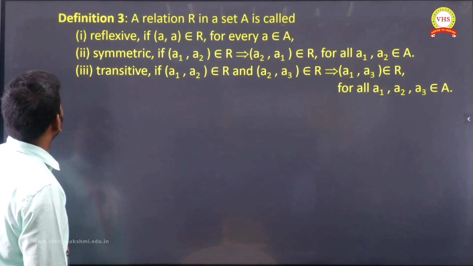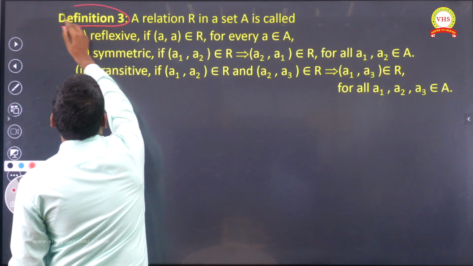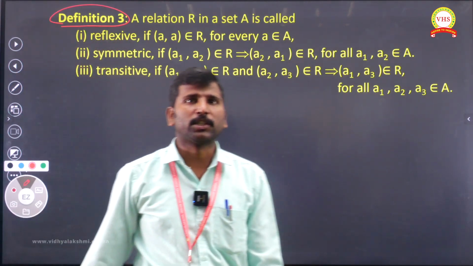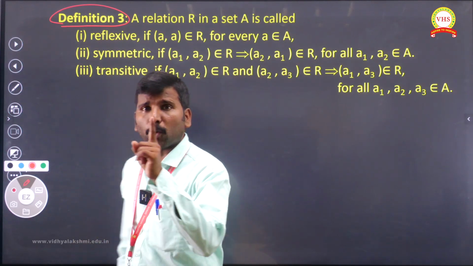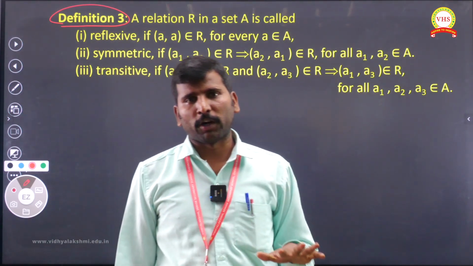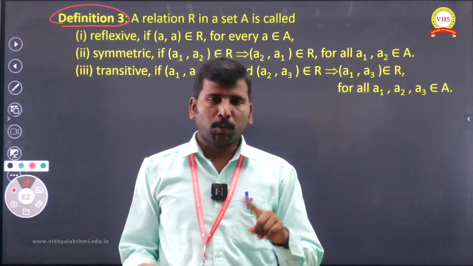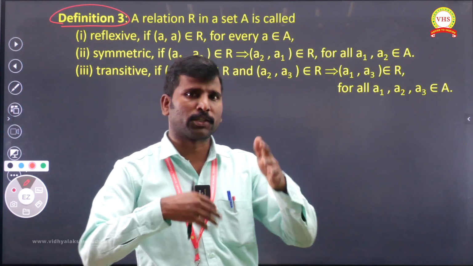2. Before going to example number 2, we have some definitions. The definitions you want to see. What does definition number 3 say? Definition number 1, what have we seen? Empty relation. Definition number 2, what have we seen? Universal relation. Both empty and universal relation are called trivial relations.